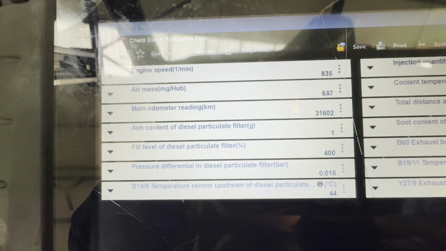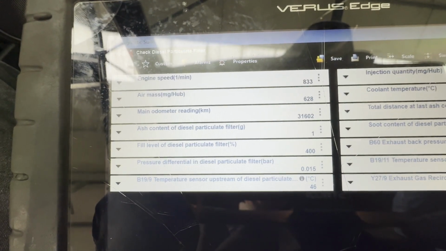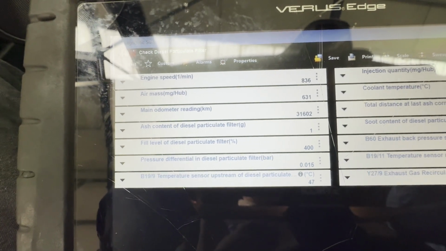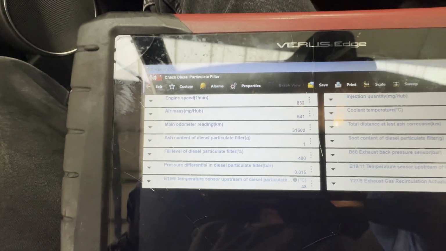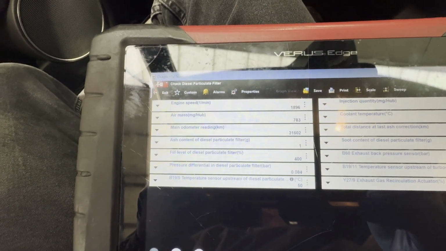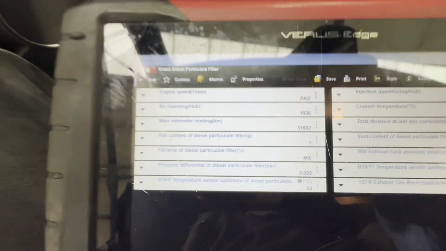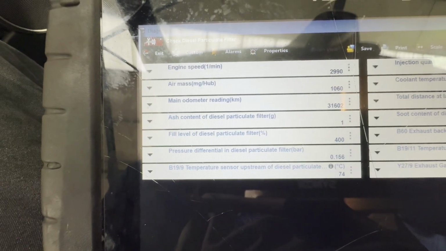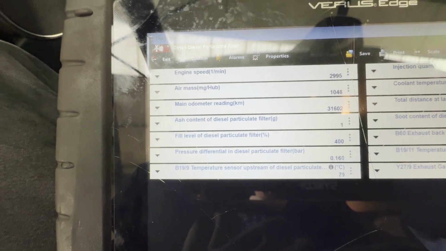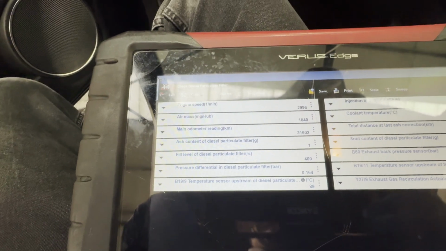So it looks like 15 millibar, I would say 16, yeah. 15, 16, and that's at idle. Give it a little rev for us, about 3,000 RPM. Hold it about 3. About there, that was fine. And we're at 160 millibar. So we're a bit high there, so we're going to have to clean out the particle filter as well.